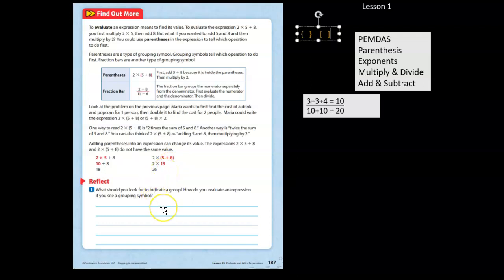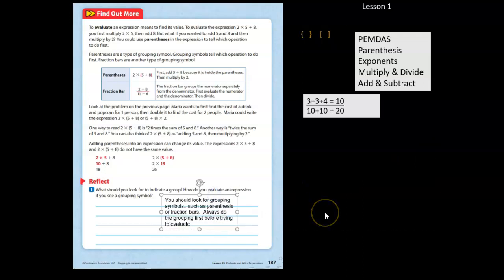Question number 1, reflect on this. What should you look for to indicate a group? What things should you look for? And how do you evaluate an expression if you see a grouping symbol? Pause the video, write your answer, and then turn it back on because I'm going to go ahead and give you the answer right away. The answer is you should look for grouping symbols such as parentheses or fraction bars. Always do the grouping first when you're trying to evaluate.